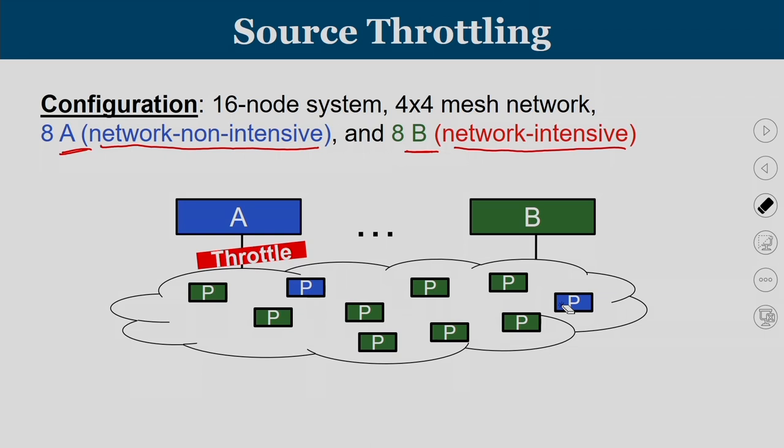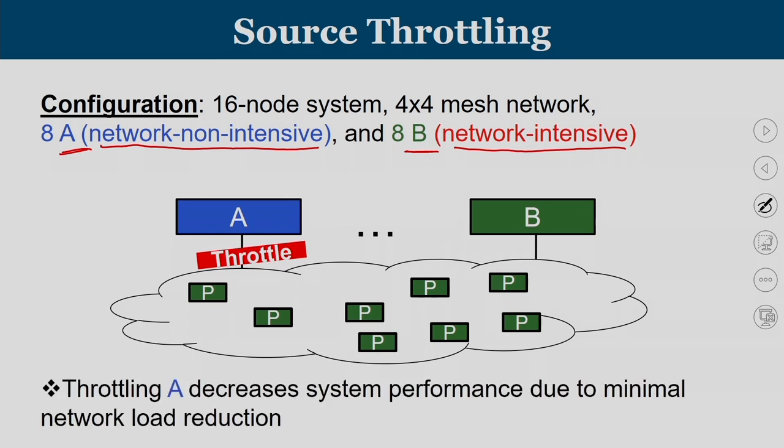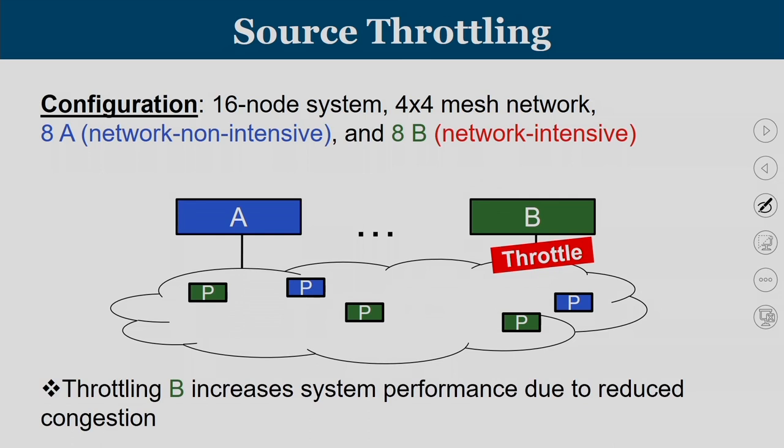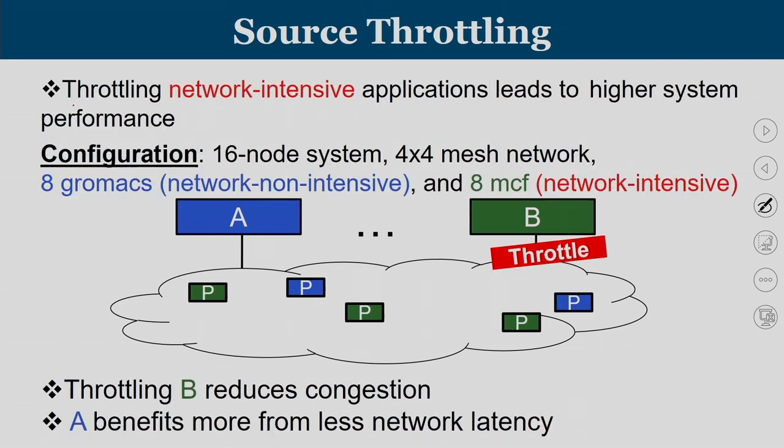Now, if you throttle A, then hardly any packets are reduced in the network. It is not going to improve the performance of A. Rather, since the most important packets of A are being throttled, you may degrade the system performance. So, throttling A decreases system performance due to minimal network load reduction. Rather than that, consider I am going to throttle B, then there is a sufficient number of packets reduced. So, throttling B increases system performance due to the reduced congestion. So, the takeaway is that throttling a network intensive application leads to higher system performance.